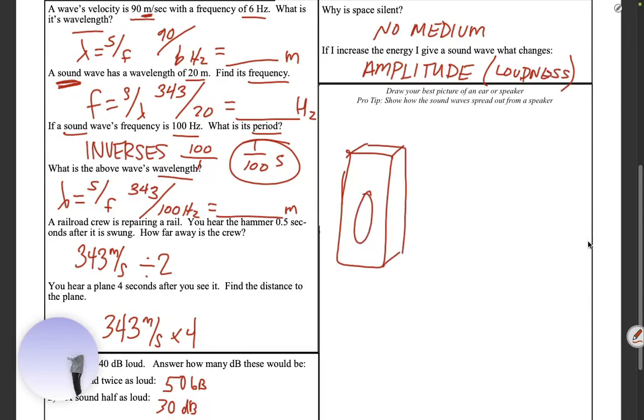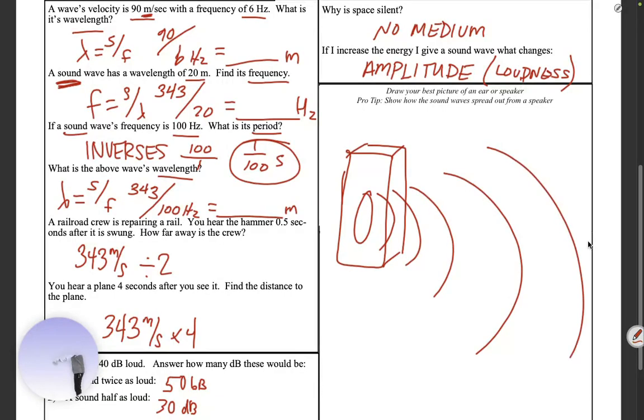All right, and then here, draw a picture of a speaker or an ear, however you want to do that, and kind of show how the sound waves are going to spread out as they get further from the source. Let me know if you need help with this worksheet.